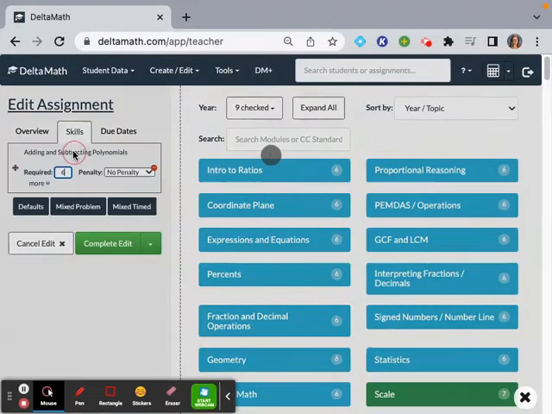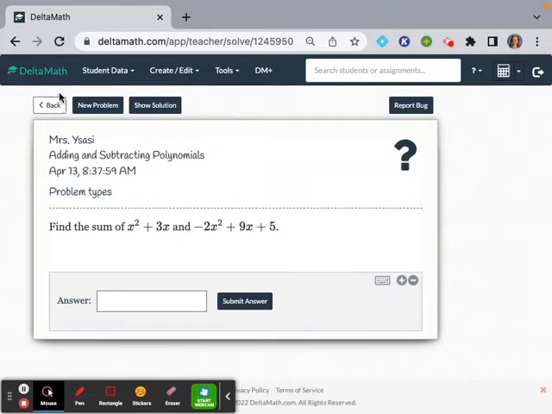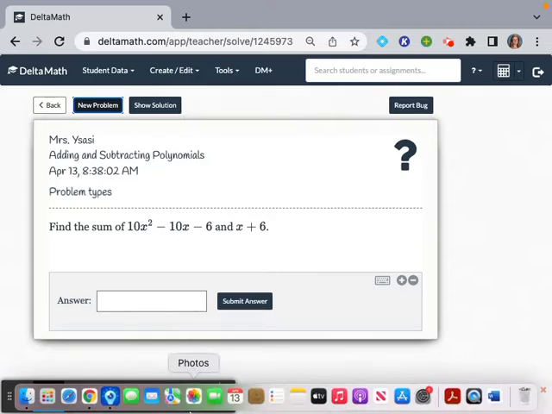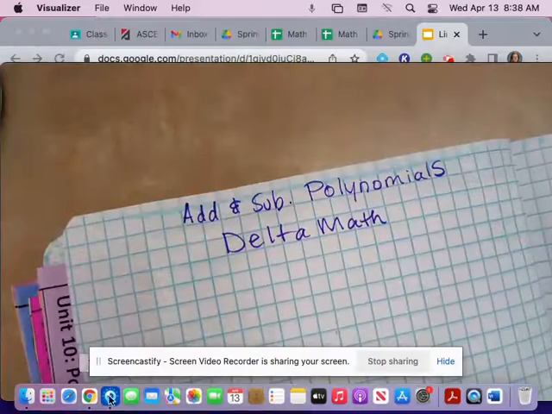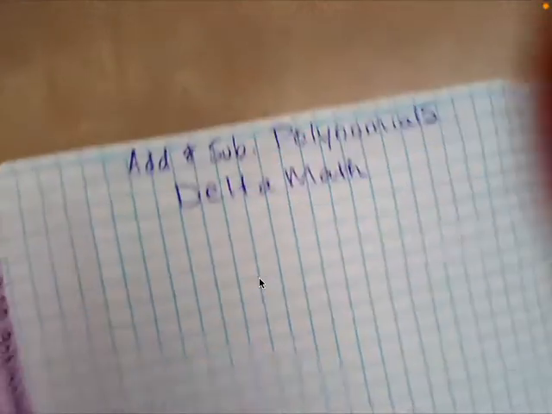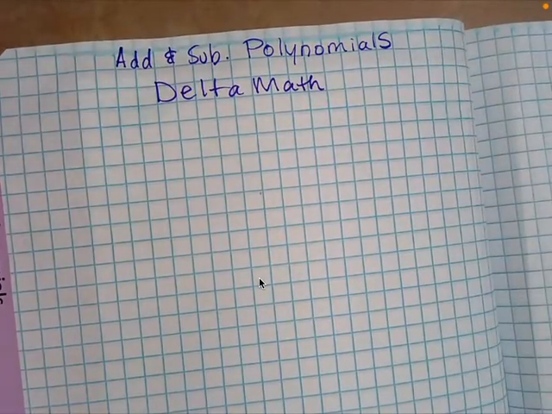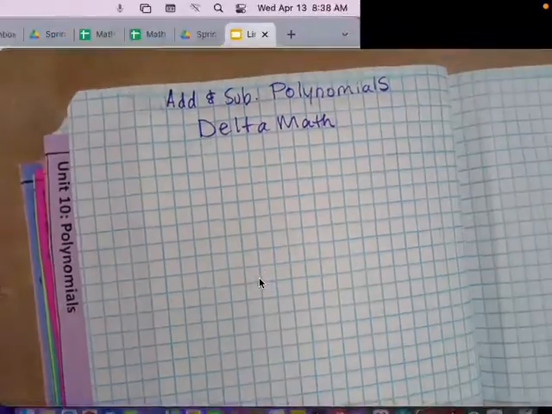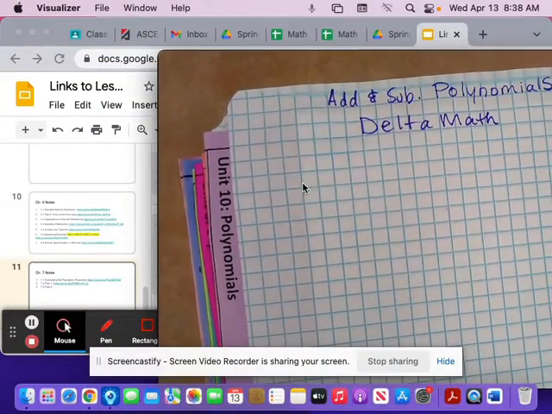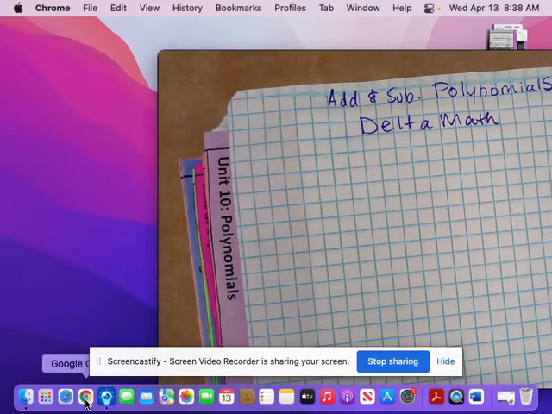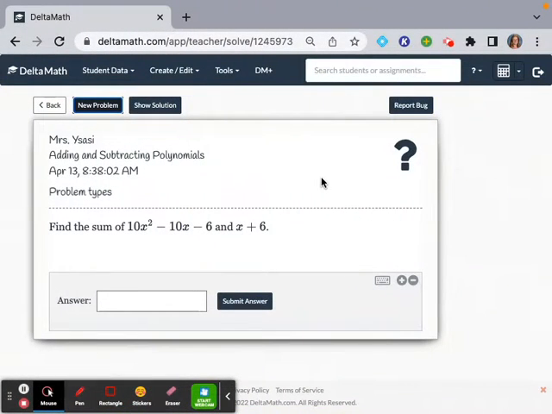Okay, let's look at our Delta Math. So I'm going to look for if we have one like this, it says find the sum of. So let's go ahead and write that down. I made a page in my journal for add and subtract polynomials, Delta Math. So we need to write that down. So I need to scoot this over. Here we go. So write this down. Number one is going to be sum of, and write the two expressions down.